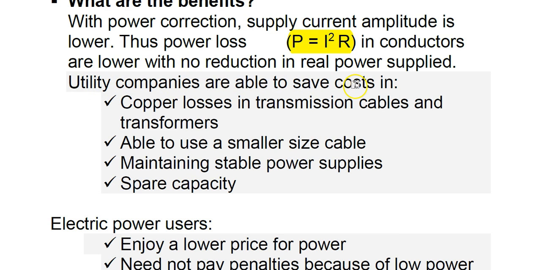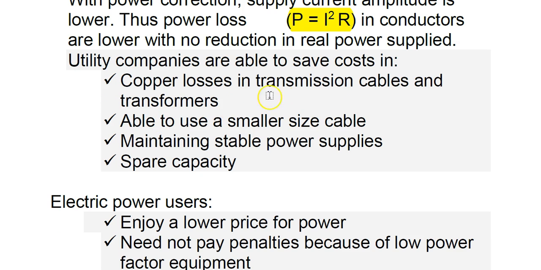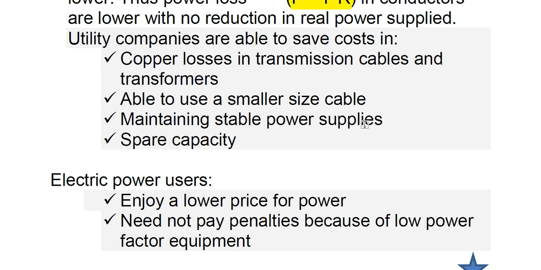So utility companies are able to save costs because there will be a reduction in copper losses in the transmission cables and transformers. That is I squared R being converted to heat, mostly in the cables and the transformers. As a result of the lower current required, the utility companies can now use smaller size cable. It allows a more stable power supply, and as a result there will be spare capacity for the next customers and so on.